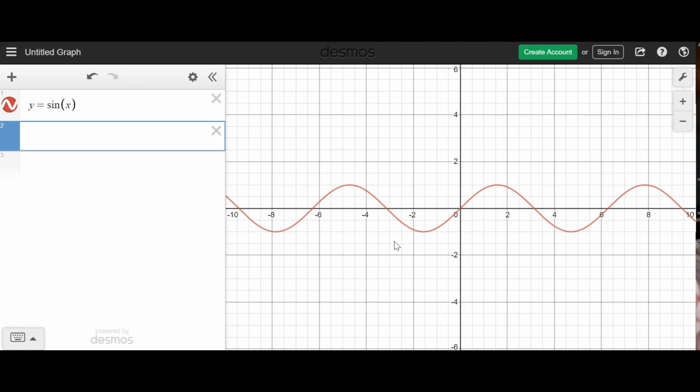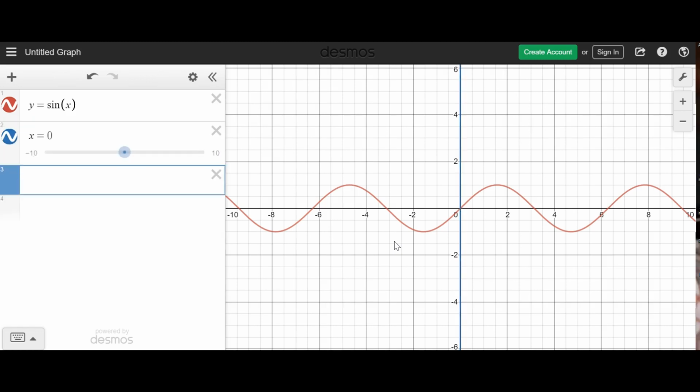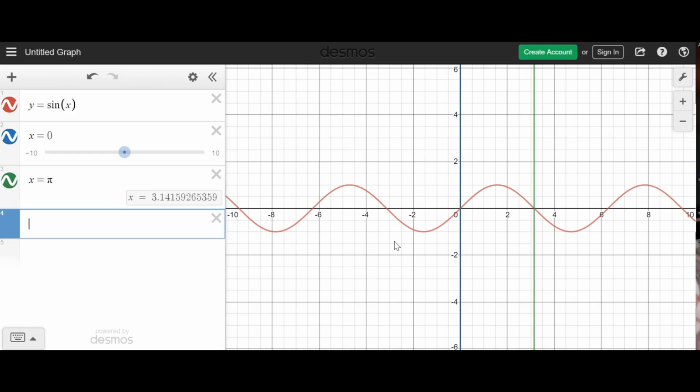So wherever the sine is equal to 0, there's going to be an asymptote for the cosecant. So let's draw in a couple of those asymptotes. One is going to be when x is equal to 0, right? There's a little blue line there on the y-axis. One will be when x is equal to pi. So there'll be another one. And let's get one more here. x will be 2 pi.